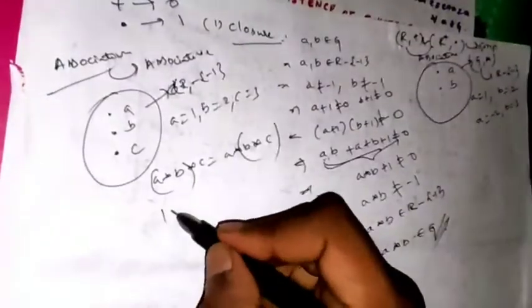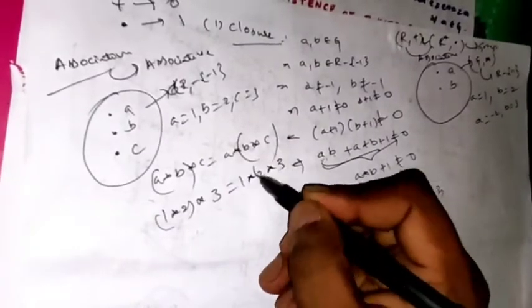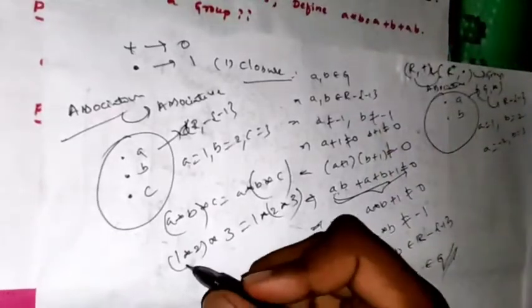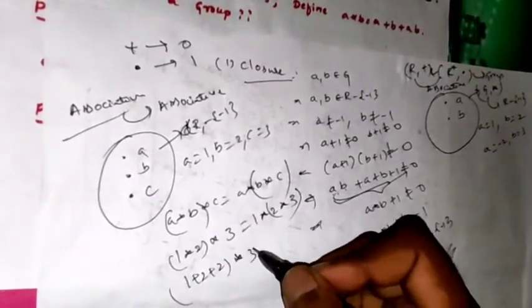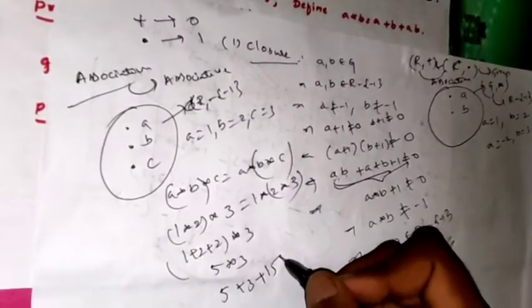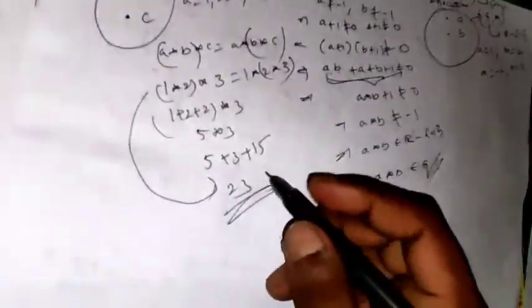Here (1 star 2) star 3 is equal to 1 star (2 star 3). Apply this condition. 1 star 2 means 1 plus 2 plus 1 into 2, which is 5. Then 5 star 3 is 5 plus 3 plus 5 times 3, which is 15. We get 23. Here on the left side we get 23. Now we prove the right side.